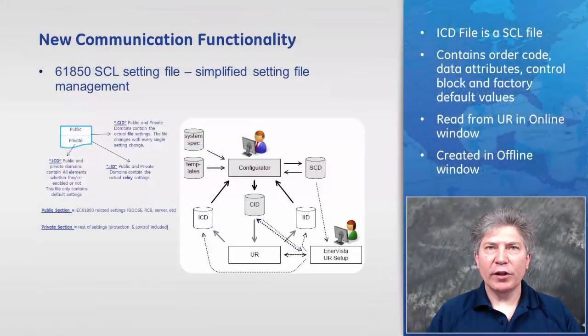The settings in the relay are divided into 2 sections: public and private. The public section refers to IEC 61850 related settings such as GOOSE, report control block, the server, etc. Public elements are precisely defined in section 6 of the standard. These elements are expected to be understood and allow modifications by all IEC 61850 configuration tools.